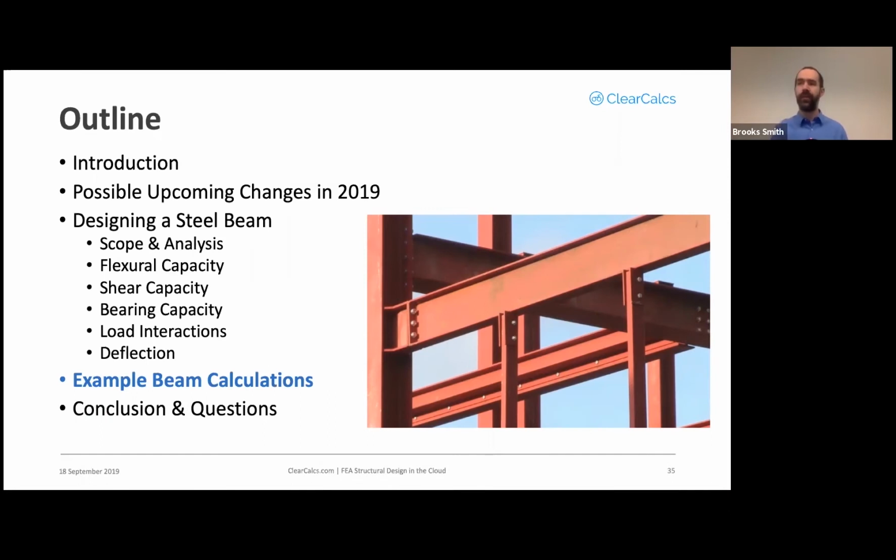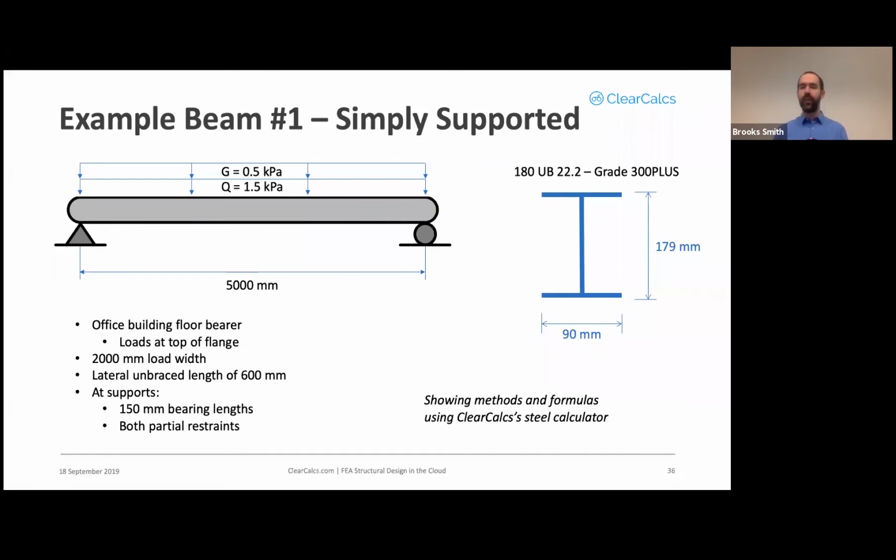I'll now go through a couple of example beam calculations. The first of which is a simply supported beam. So in the simply supported beam, we're going to make some assumptions on it. We're going to assume a fairly simple load of 0.5 kPa for dead load and 1.5 kPa for live load.